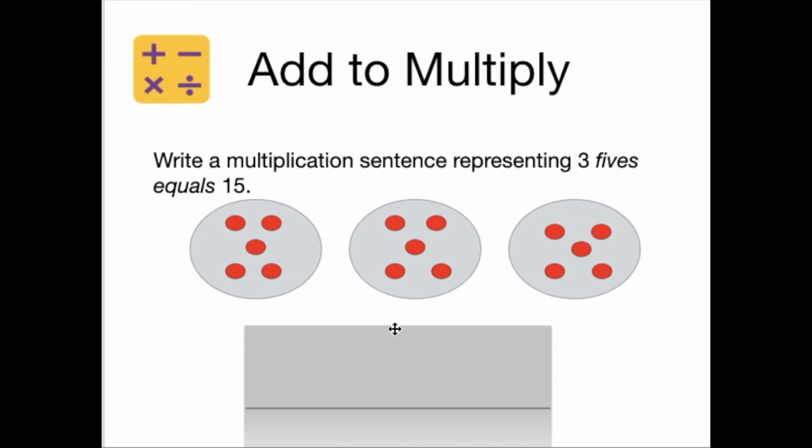We are going to write a multiplication sentence representing 3 5's equal 15. Once again, we're going to write it exactly how we read it. 3 5's equal 15. Otherwise known as 3 times 5 equals 15. 5, 10, 15.